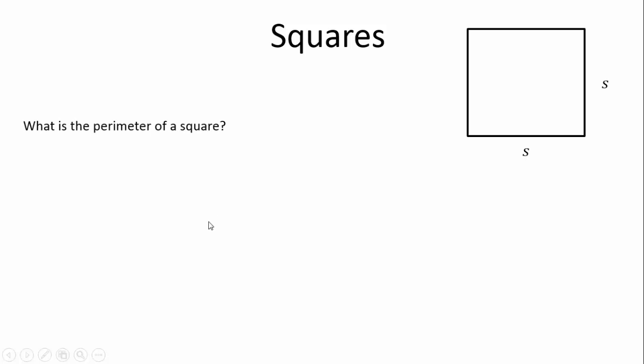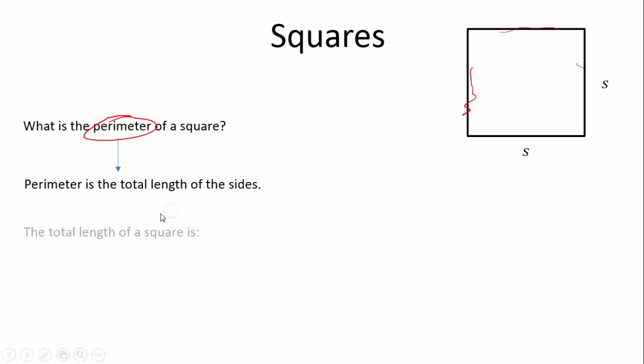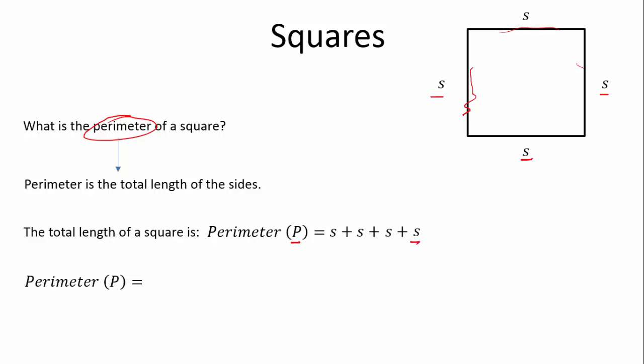What is the perimeter of a square? If you don't know what a perimeter is, it's the total length of the sides, right? So the total length of all of these sides added up together. The perimeter, which we're going to denote as P, is equal to S plus S plus S plus another S. And that's quite easy. The perimeter is equal to 4S.